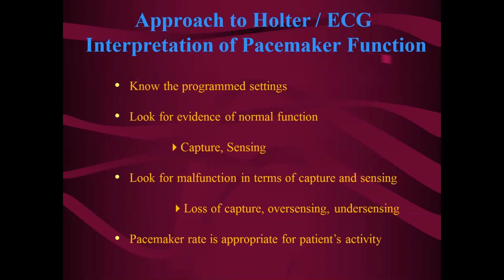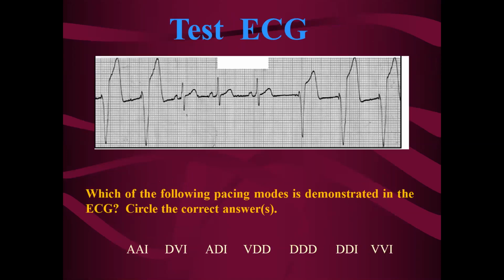So we're going to now look at some of the ECG practice examples, and the answers are given, but it will be good for us to just go through the approach. In order to interpret ECGs from pacemakers, you need to know the programmed settings. We need to look for evidence of normal function. So what we're looking for is: is there capture, and is the pacemaker sensing? You need to define both functions to see if they're present and okay. Are there any malfunctions? In the first part of the talk, we discussed malfunctions such as loss of capture, oversensing, undersensing, and also whether the pacemaker rate is appropriate for the patient, like the baby with the 2-to-1 block from the DDD pacemaker.